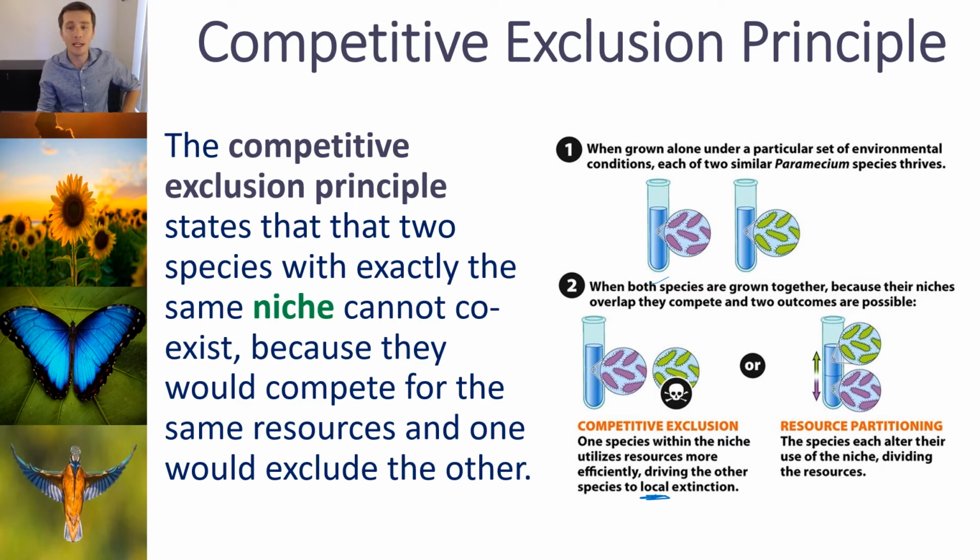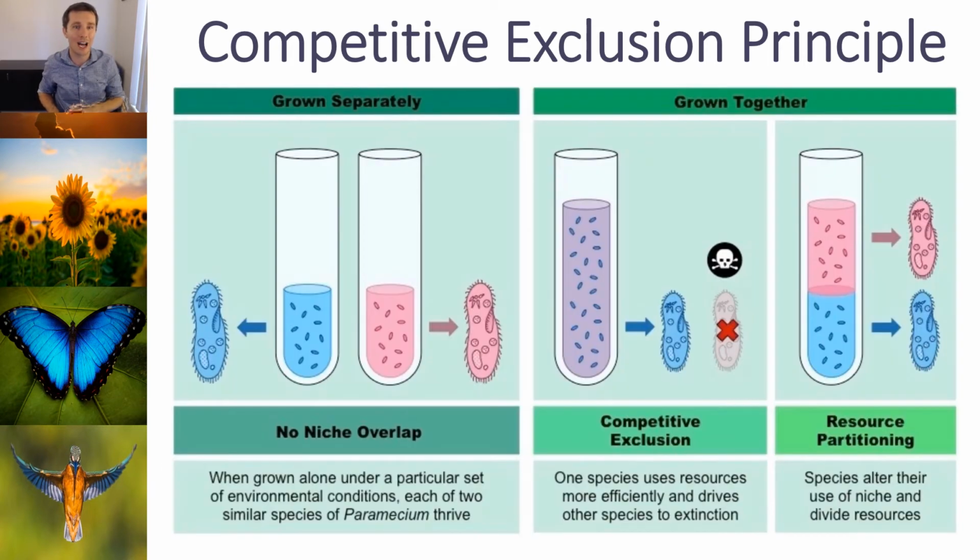Sometimes though, what we get is resource partitioning, and this is still competitive exclusion in a way, but instead of local elimination, it's still local extinction, I should say. What happens is these resources are partitioned, so the species each alter their use of the niche, dividing the resources. So they're living together, however they're not occupying the same niche. This one occupies this niche here, this one occupies this niche here. So it's called resource partitioning. They're the two things that can happen when two organisms actually occupy the same niche.